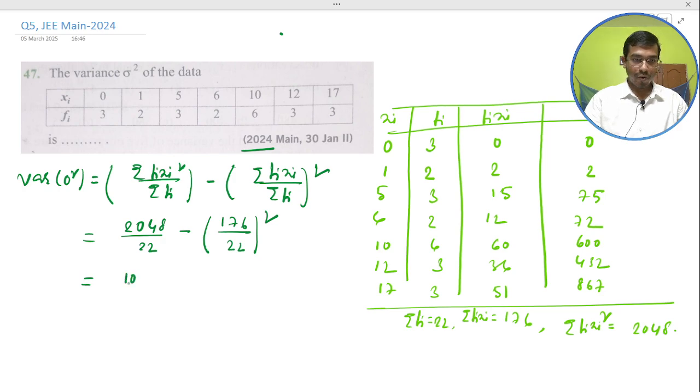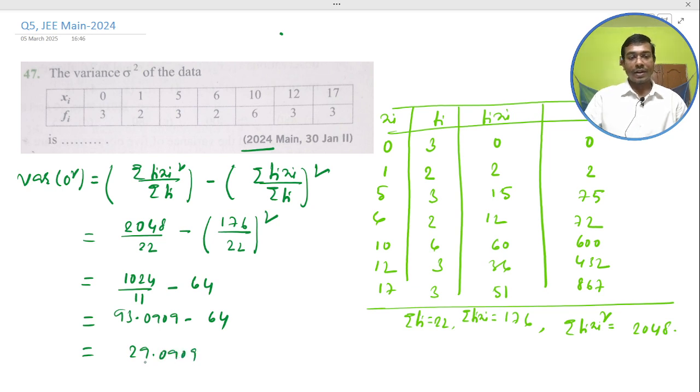After calculation, you would get 1024 divided by 11 minus 64, 8 square. So this would become 93.0909 minus 64. So you would get 29.0909. We write in decimal places because this is a NAT, numerical answer type question. So decimal place is very important. 29.09. So you have to write in the integer form. It would become 29. 29 integer to be the correct answer.